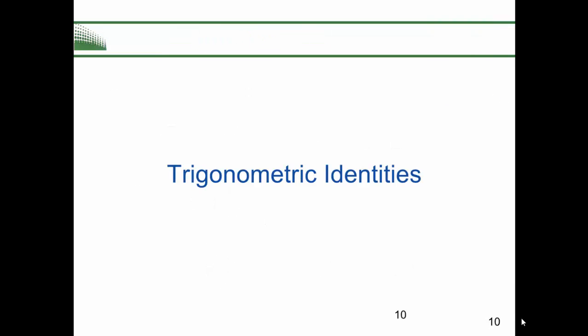Trigonometric identities. Trigonometric identities are made to help you. A lot of times students, when they first see them, think they're more confusing. Trigonometric identities are for you, and they are to help you understand trigonometry better and make some problems that might be a little complicated simpler.